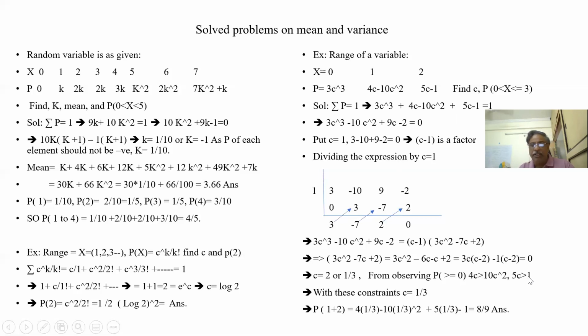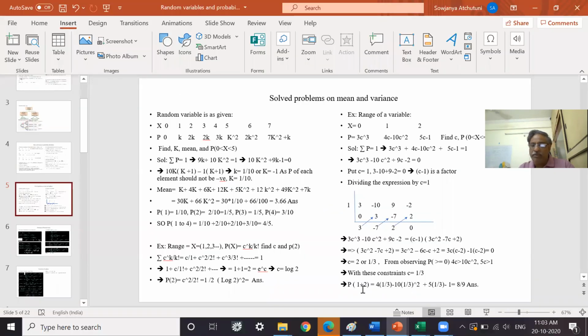5C should be greater than 1. That means what? P into 1 by 2. With these constraints, C is 1 by 3. Now what is asked? P 0 to 3.